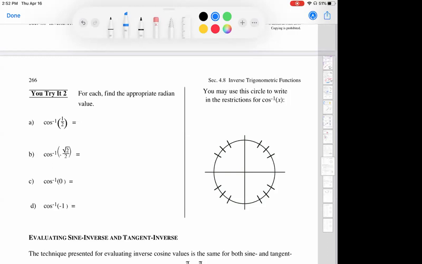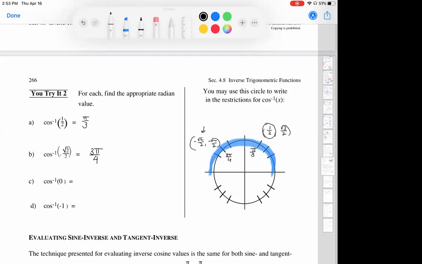All right, let's see what we did. So remember, cosine inverse can only have an answer from 0 to pi. All right, cosine inverse of 1/2. We have 1/2 right here at pi over 3 with the coordinate point of 1/2 and square root of 3 over 2. So because we're working with cosine inverse of 1/2, we get pi over 3. All right, cosine inverse of negative square root of 2 over 2. We have negative square root of 2 over 2 right here at 3 pi over 4 with the coordinate point negative square root of 2 over 2 and square root of 2 over 2. Remember, the x is the cosine. So we get 3 pi over 4.